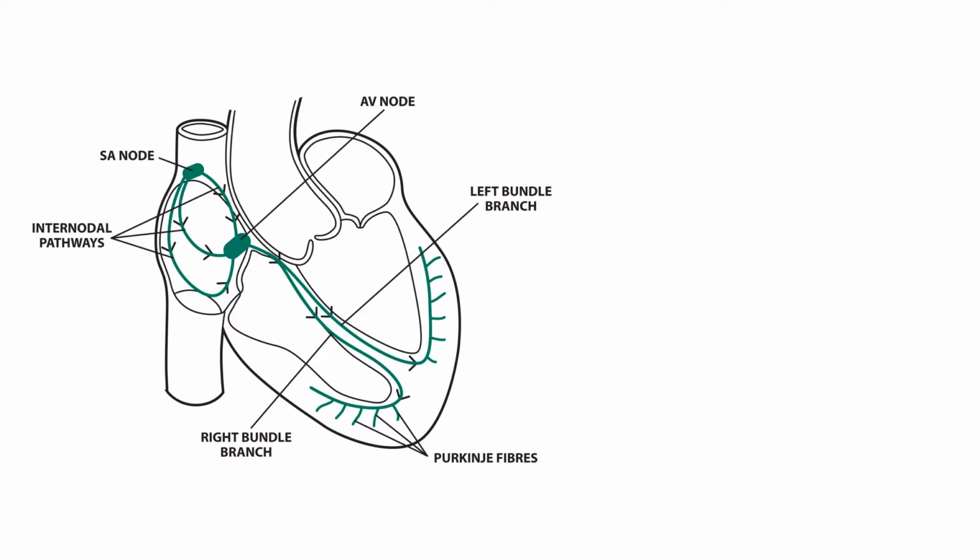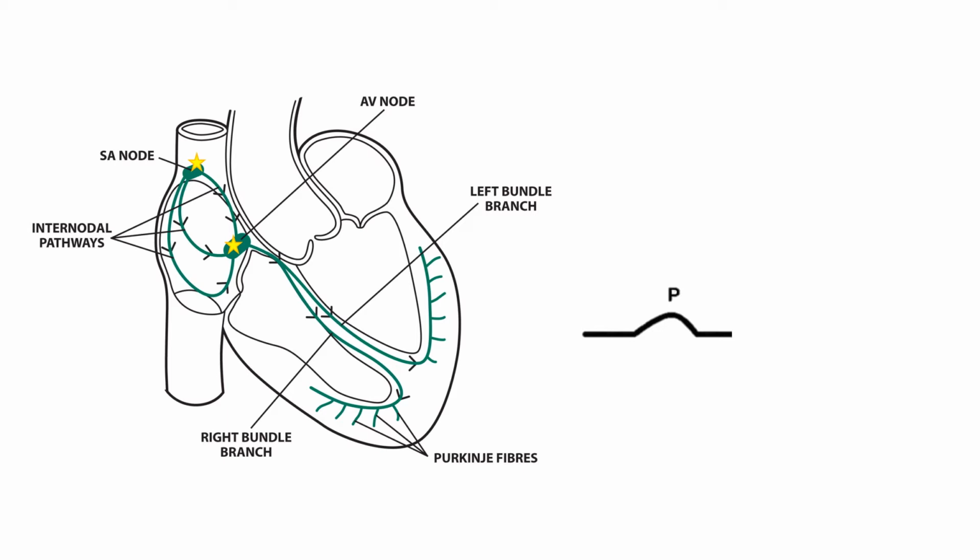The impulse to depolarize the heart originates in the sinoatrial node, located in the wall of the right atrium. This impulse depolarizes the atria, resulting in their contraction as well as the P wave on the ECG line. At the same time, the impulse travels down the internodal fibers to the AV node, where conduction is slowed. This allows the atria to contract fully and is indicated by the PR interval.